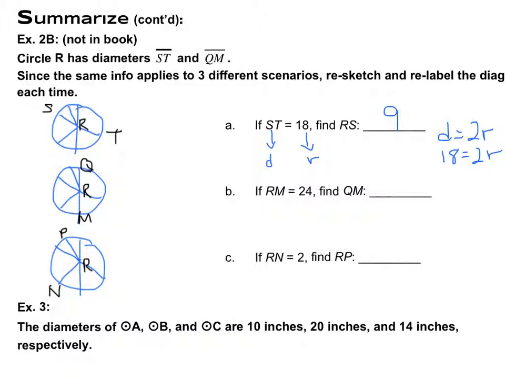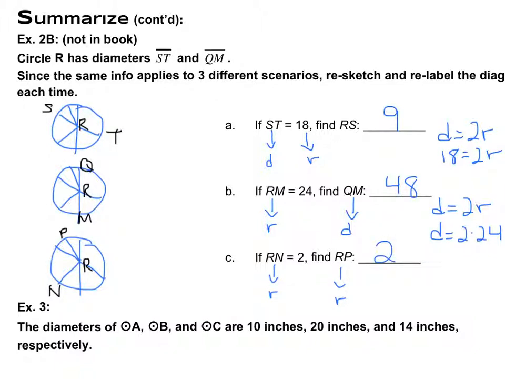For RM on the second example, RM is a radius to begin with, and QM is a diameter. Use the formula, plug in what you know. QM has to be double the radius, or 48. And then again on this last one you can see they're giving me RN and I need to find RP. Well, all radii are going to be congruent there. So if I know one, I know every other one, and that's going to be 2.